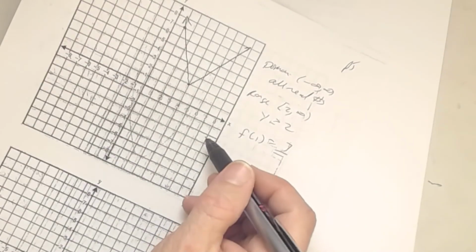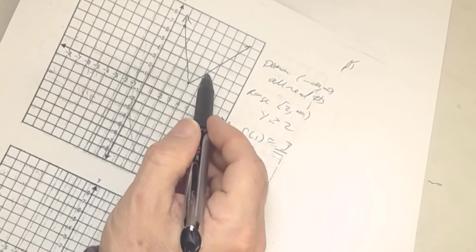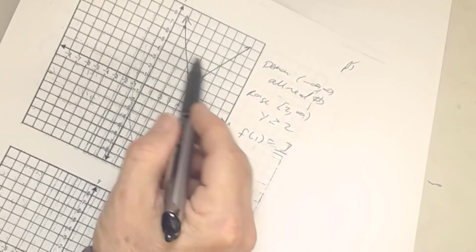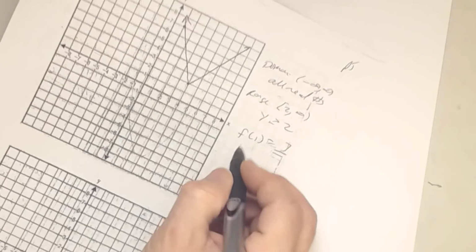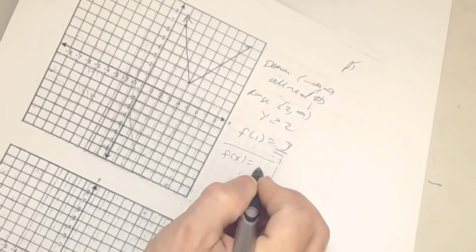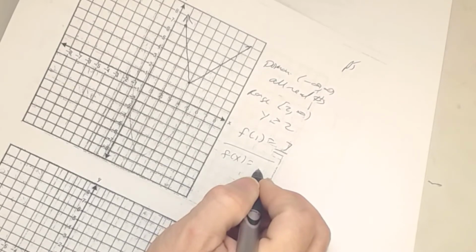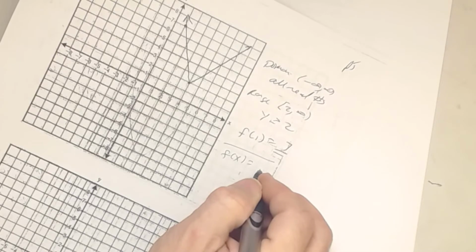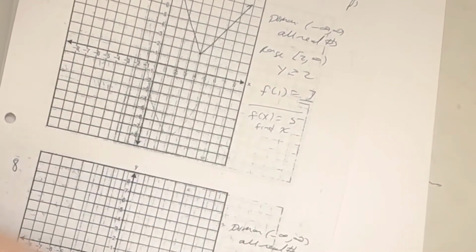All right, let's look at this one. I have to pick one that's going to come out nicely, otherwise it will be a decimal. Let's do this one. We're going to estimate. This time, f of x equals 5. Find x. In other words, remember what that means: what is the x coordinate when y is 5?